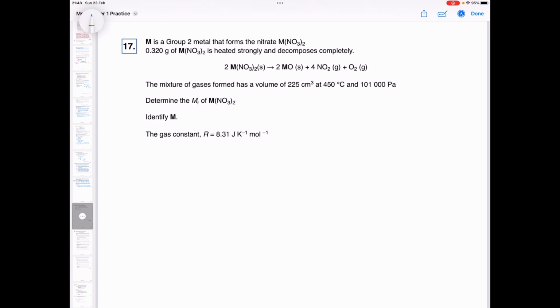Okay, so we need to first of all work out, using PV equals nRT, the number of moles of gas that have been formed. So the gas has a volume of 225 centimeters cubed at 450 degrees C and 101 kilopascals. So let's have a look. PV equals nRT.